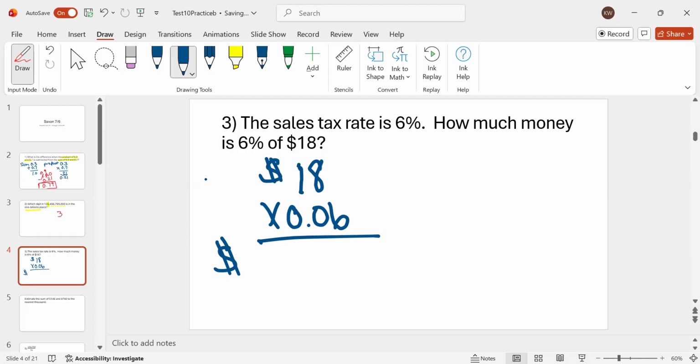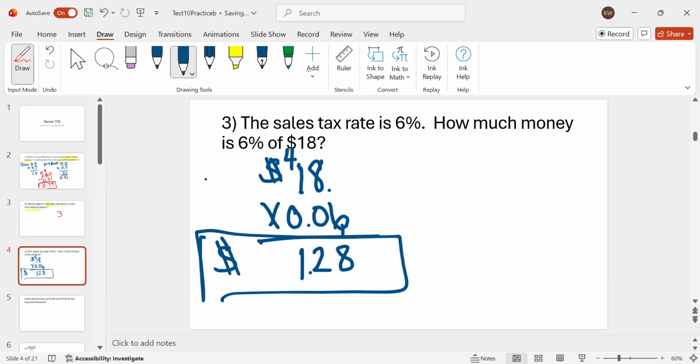All right, so if we do this as multiplication, 6 times 8 is 48. So we put the 8 here and the 4 up here. 6 times 1 is 6, plus 4 is 12. And then we have 2 decimal places, so I'm going to put that right there. And so $1.28 is our answer.